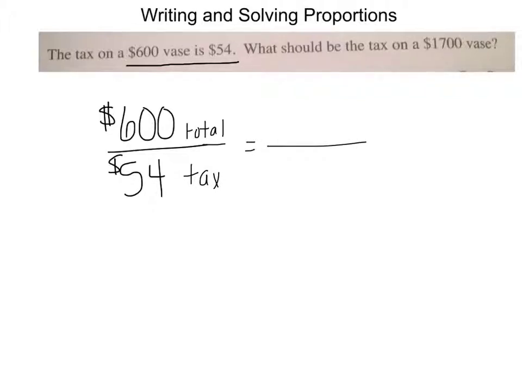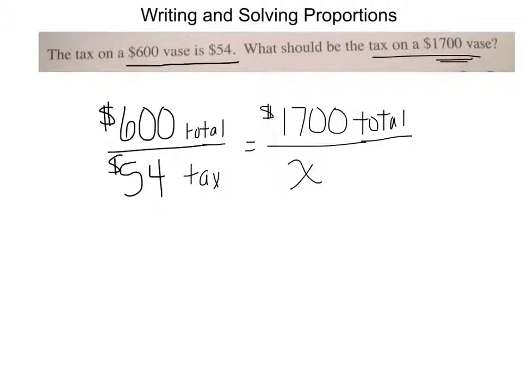All right, and we're looking for the tax on a vase that costs $1,700. So I'm going to put my $1,700 on top, because that's the total amount of the vase, and the tax is what we're looking for. And just as a reminder to myself, I like to put the label there too, that it will be tax and it will be in dollars. Alright, so let's set our diagonals equal to each other.